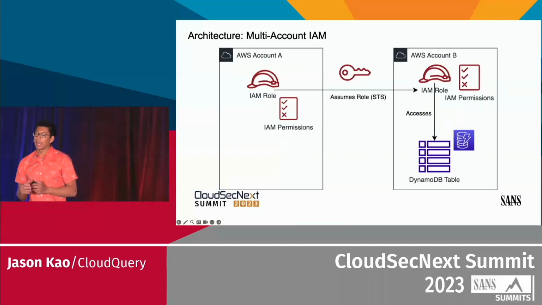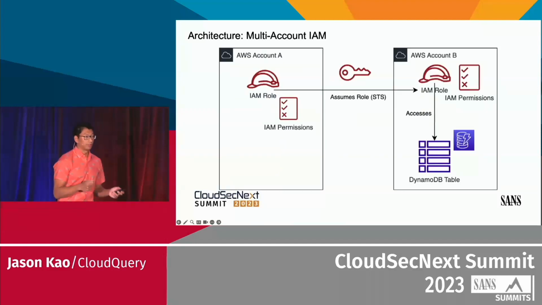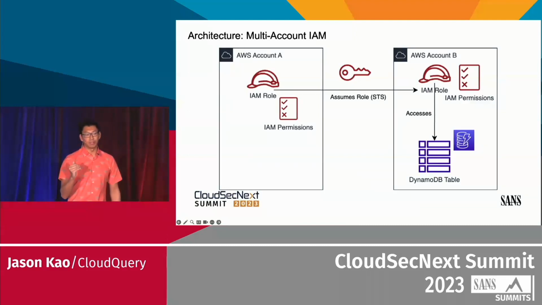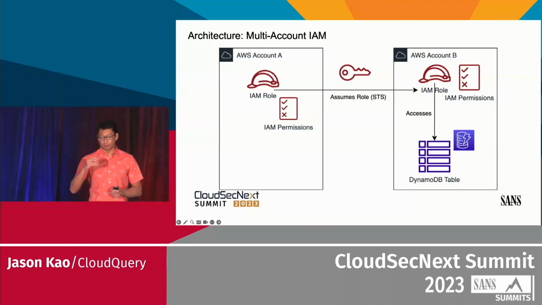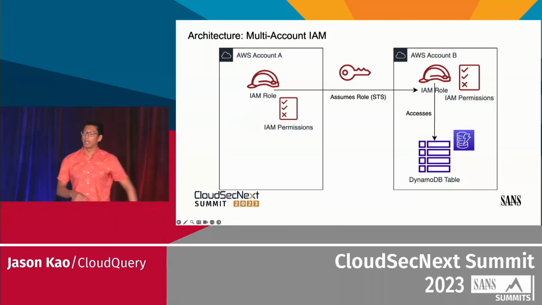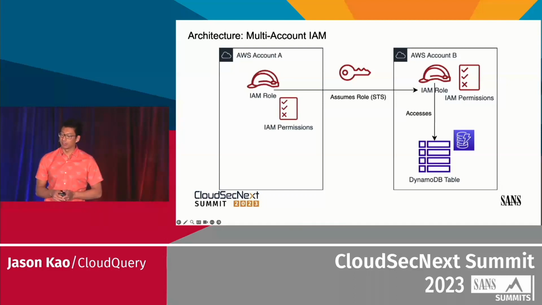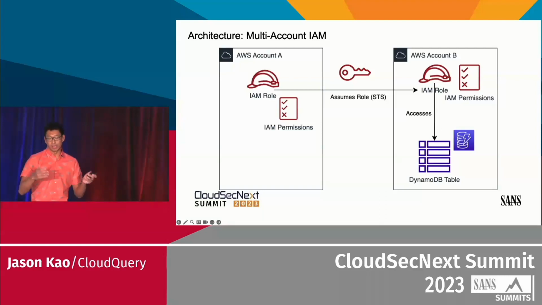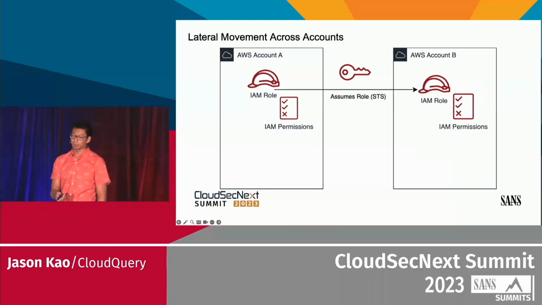We also have multi-account IAM. In this case, we're using DynamoDB as an example because DynamoDB is one resource in AWS that does not have a resource-based policy. Additionally, it requires IAM access to actually access DynamoDB. So in this case, we'll take a role in AWS account A, assume a role in AWS account B using STS assume role, and then the role in account B has access to the DynamoDB table. Keep in mind that there's no way today for anything in account A to directly look at the DynamoDB table in account B.